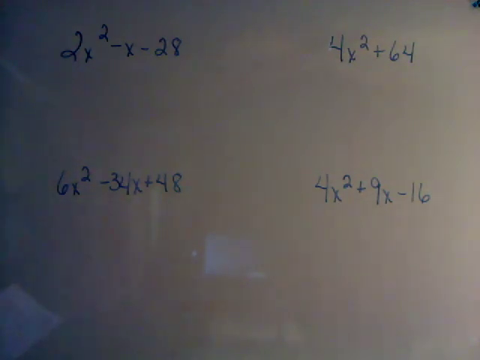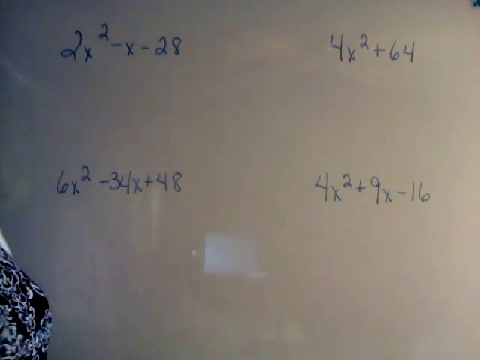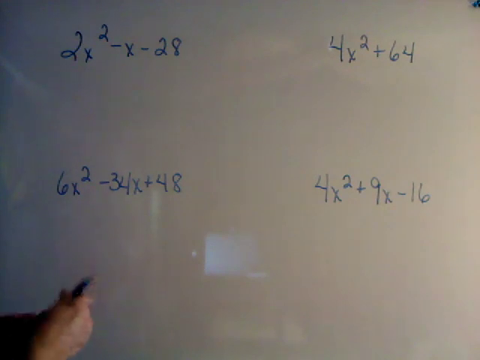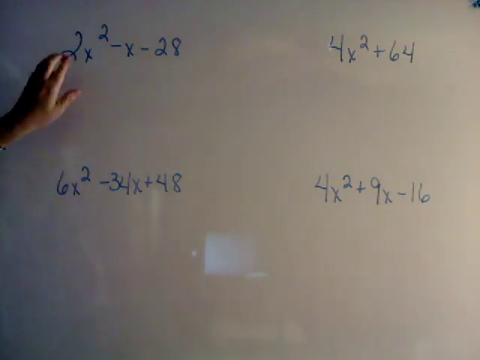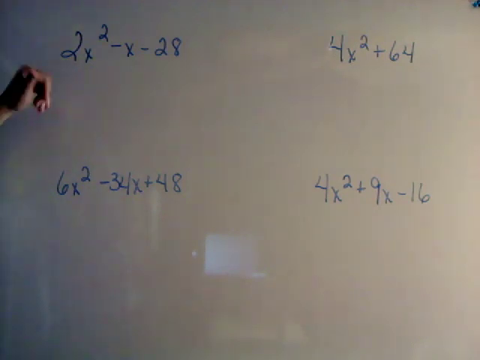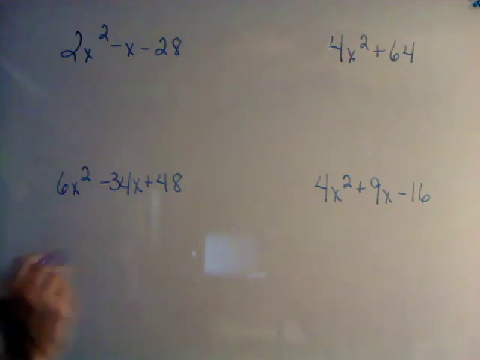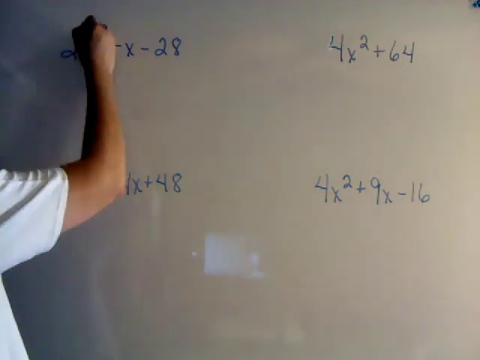Welcome back. Let's go over these together. Okay, well, let's work these together and you can check your answers. So let's look at the first one, 2x squared minus x minus 28. We see that 2 is not a perfect square root. We do not have a difference of a square. So we are going to have to factor using general.